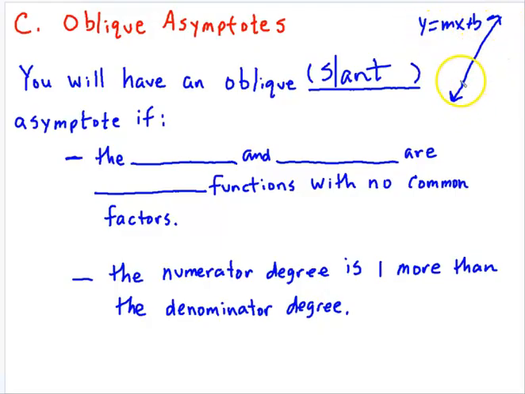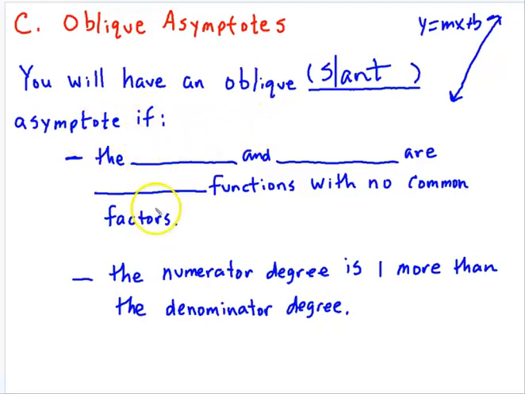And the slope will be positive. All right, so it's going to be something like this. Our job is to find out what the y equals mx plus b is. All right, so we can sketch the oblique asymptote. But first, let's find out if we have them. Here's what you're on the lookout for.